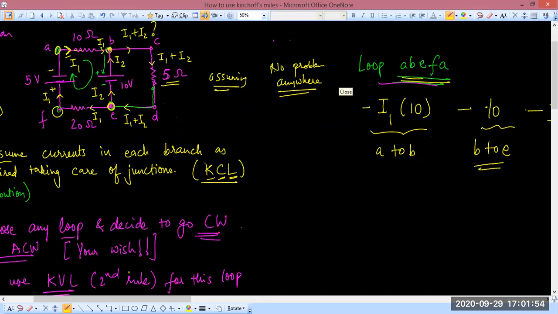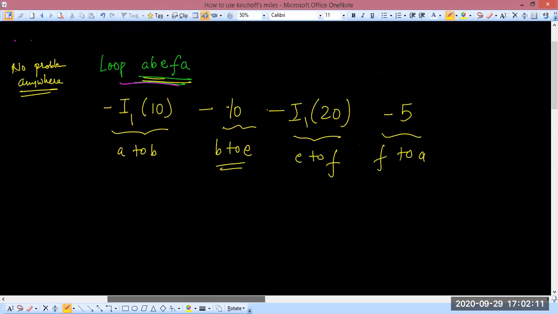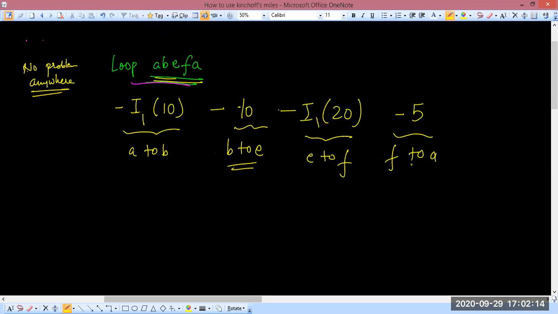I hope that is clear. We are going from positive to negative, right? So negative. Okay, now we have reached home, we are back where we started. So put it equal to 0. Clear? So you put equal to 0. So this is how you make equations.